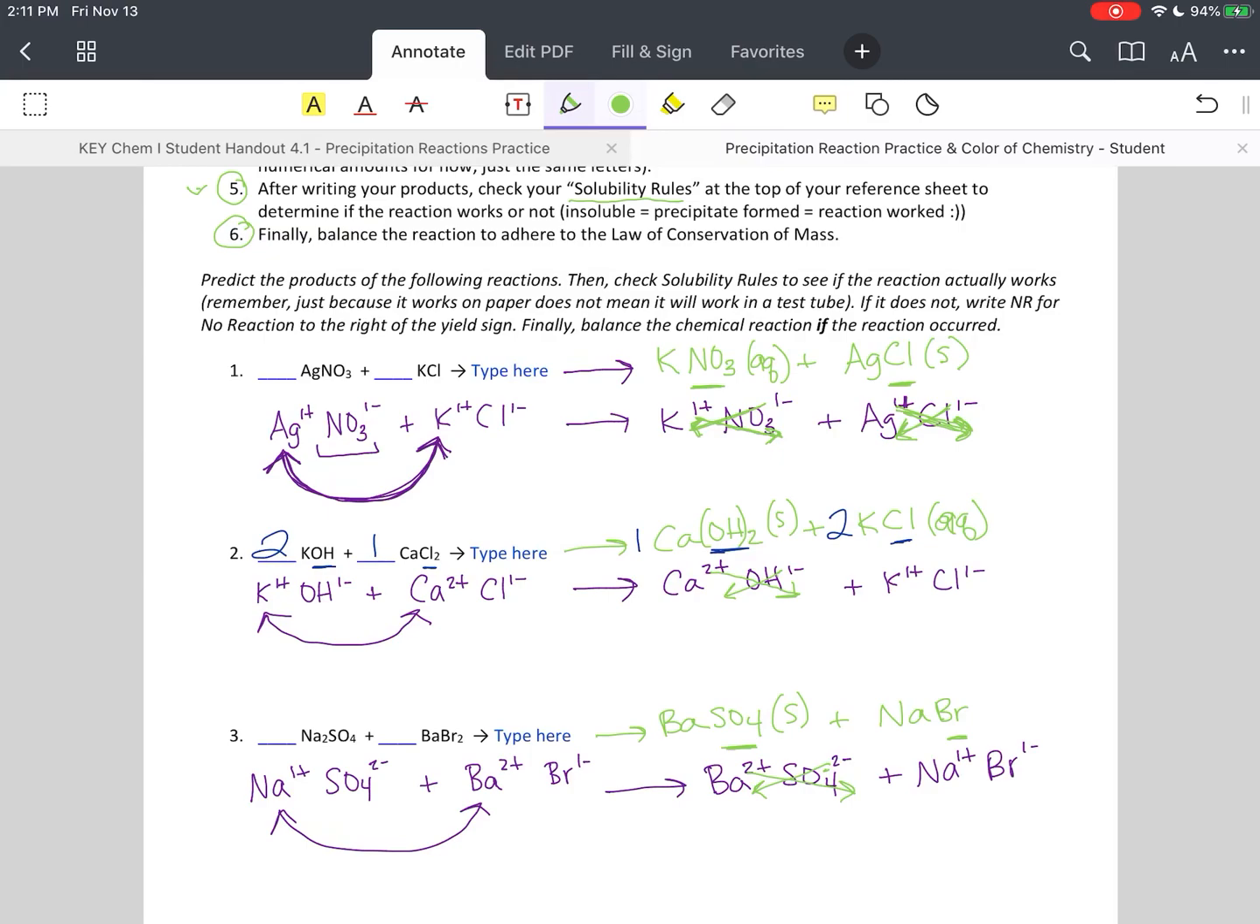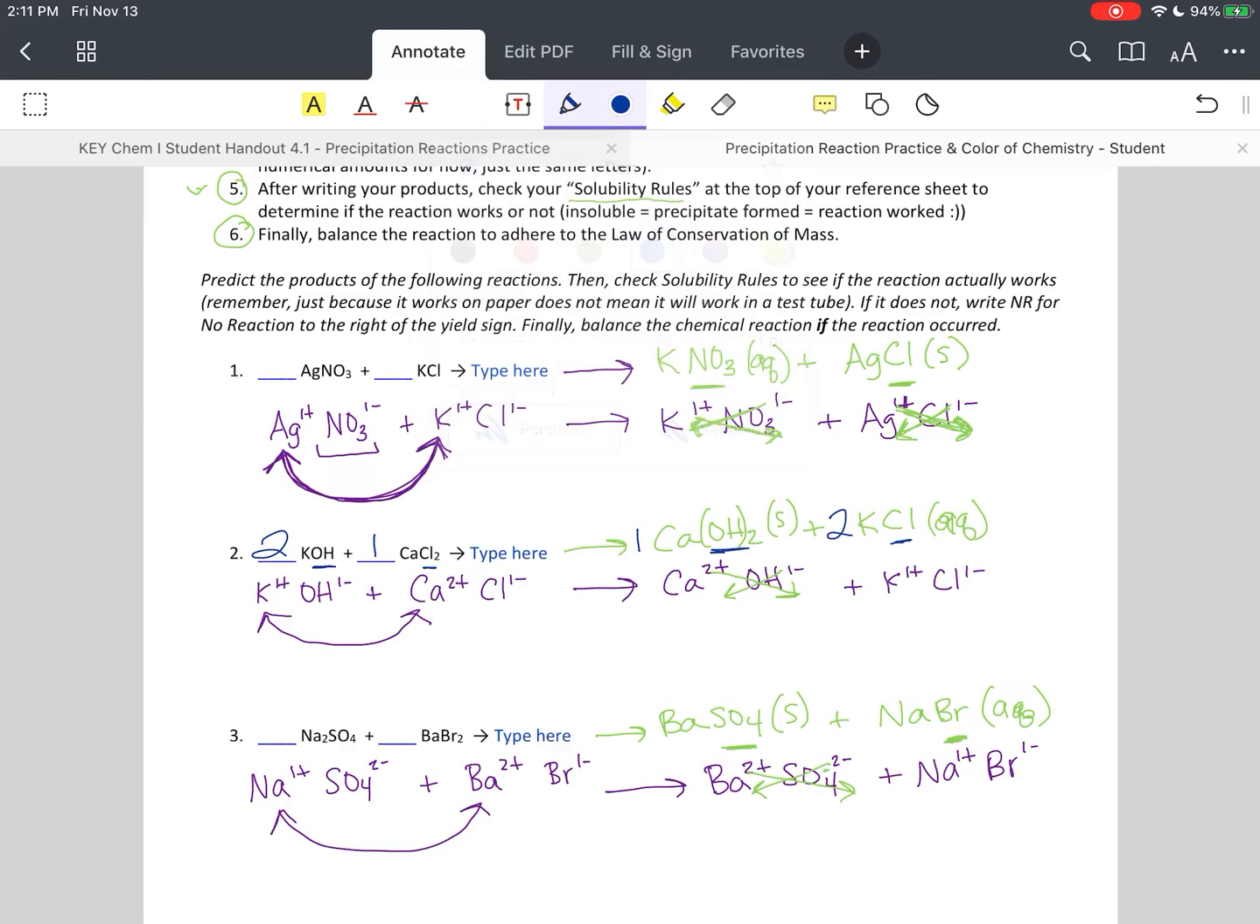In this case, it's not listed as a bromide on your sheet because it's listed with rule number 1 where it says sodium, potassium, ammonium are all soluble. So anytime you have any kind of sodium, it's always going to be aqueous, and that is AQ. So if you don't see the anion, it's probably that rule number 1 where it's talking about sodium, potassium, and ammonium. All right, and then this, I need to balance.